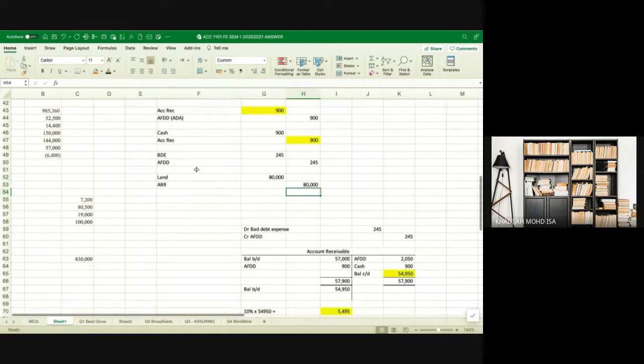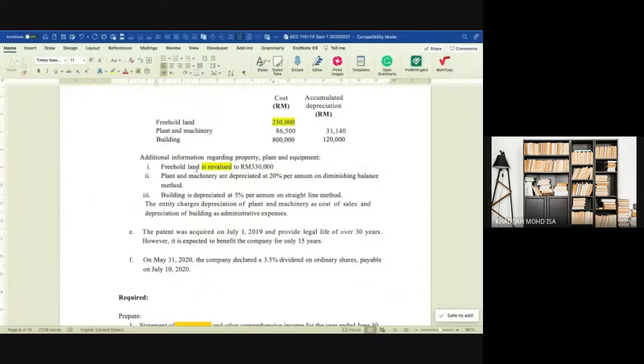So far so good? Okay, then you have the plant and machinery to be depreciated at 20% per annum on a diminishing balance method. So how are you going to do the diminishing balance method? It means that you have to look at the net book value. So what is the net book value for plant and machinery? Net book value is 86,500 minus 31,140. Based on that net book value, times by 20%.